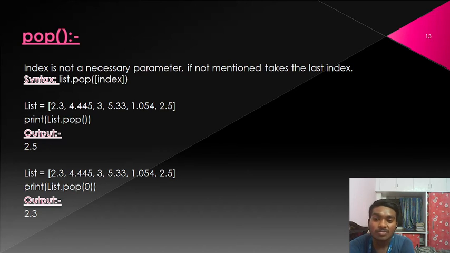Syntax: list.pop(index). List equal to 2.3, 4.4453, 5.33, 1.054 and 2.5. Print list.pop(). Output is 2.5. Now list.pop(0) will remove the value at index 0. The element present at index 0 is 2.3. Now we are going to remove 2.3, so the output is 2.3.